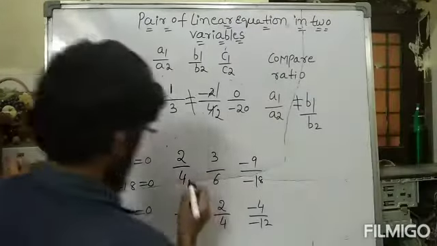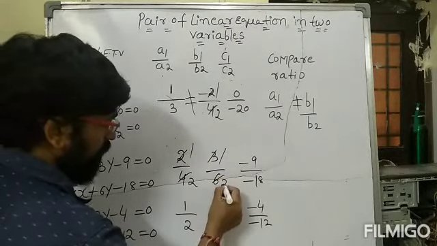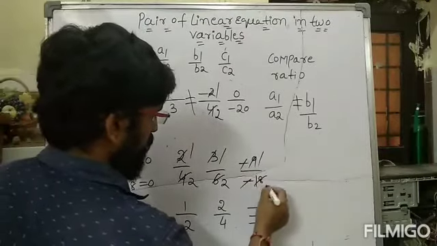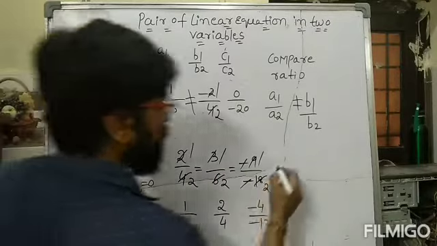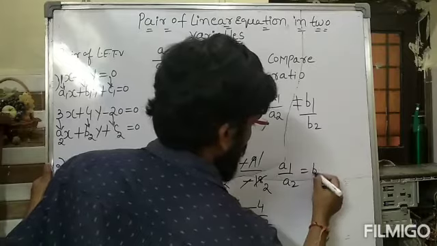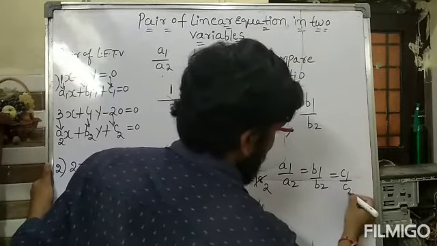Here, let's see 1, 2, 1, 2. Okay, cancel 1, 2. So all are equal. 1 by 2 is equals to 1 by 2 equals to 1 by 2. So A1 by A2 is equals to B1 by B2 is equals to C1 by C2.